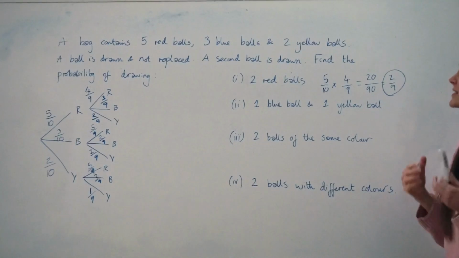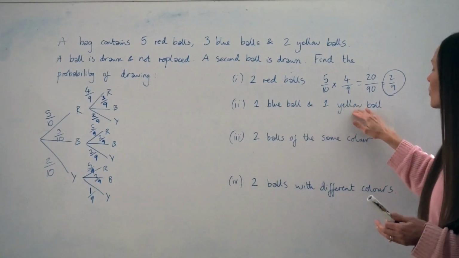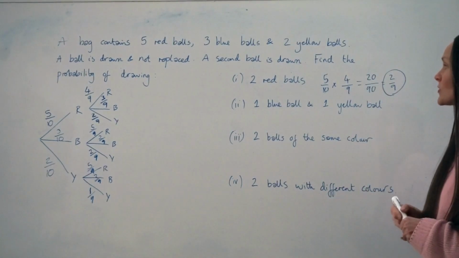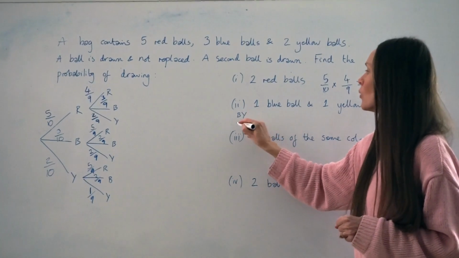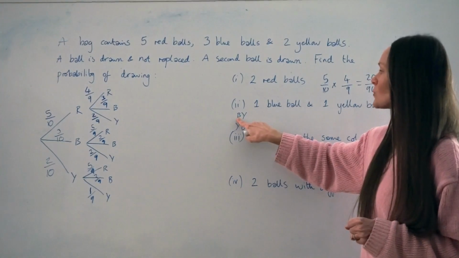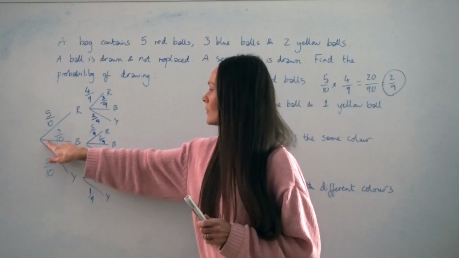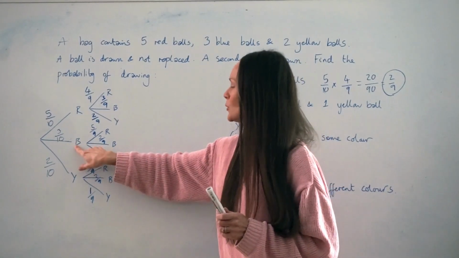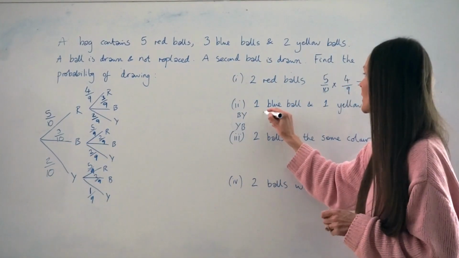In number 2, it says work out the probability of drawing 1 blue ball and 1 yellow ball, and it doesn't specify the order in which this happens. So it could be a blue ball followed by a yellow, or a yellow followed by a blue. Now if we take the first one, a blue followed by a yellow, that would be here, 3/10 multiplied by 2/9, a blue followed by a yellow.